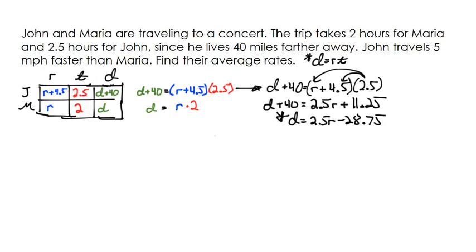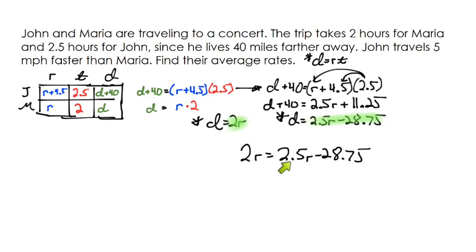Our other equation is pretty simple. It's just D equals 2R if we want to rewrite it. The reason I simplified John's equation over here on the right is that if I isolate the D there and isolate the D there, then I can substitute. I can set these equations equal to each other. So if I have 2R equals 2.5R minus 28.75, hopefully you see that substitution that I did. If both those values are equal to D, then they must be equal to each other.